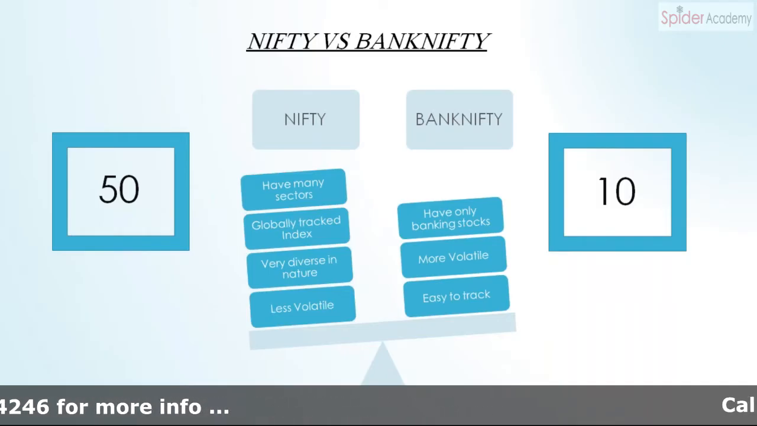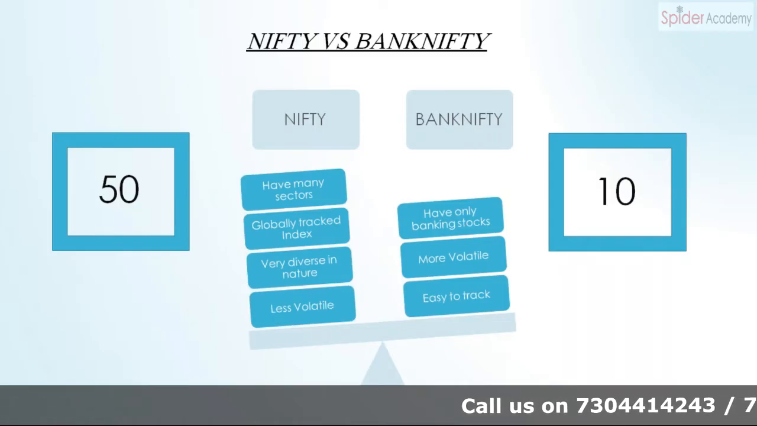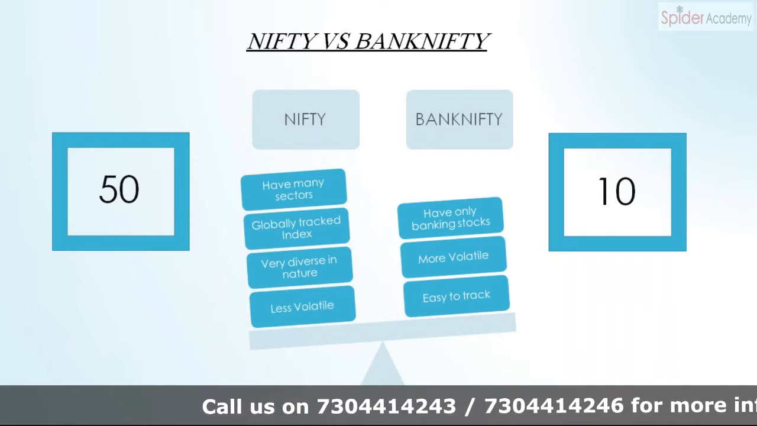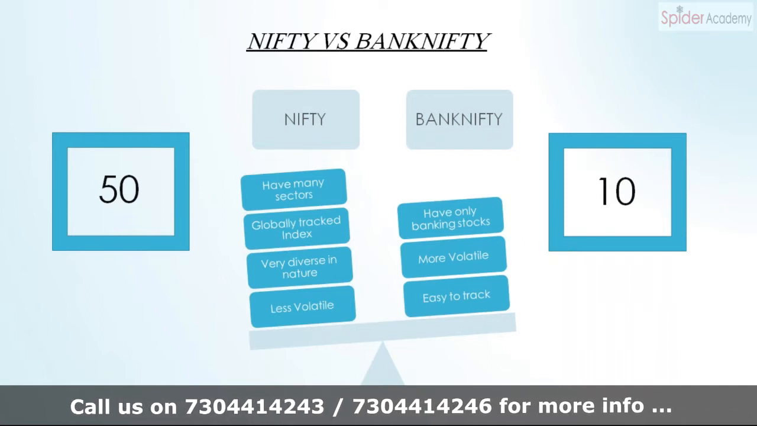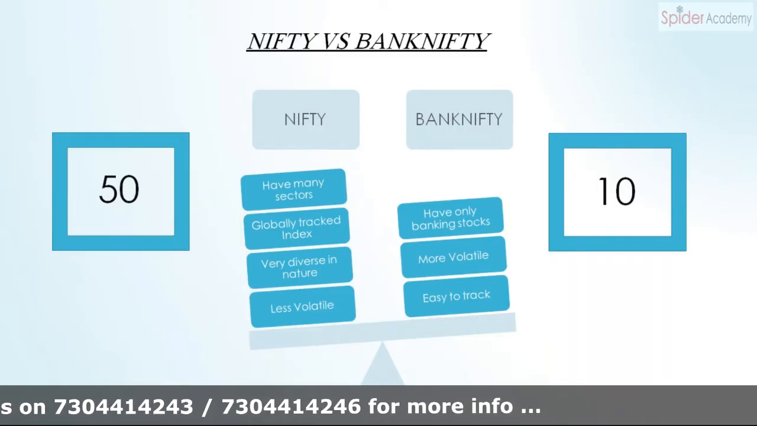Nifty has many sectors. It is globally tracked, diverse in nature and less volatile. But Bank Nifty has only banking stocks. Those are more volatile, and they are easy to track because there are only 10 stocks.